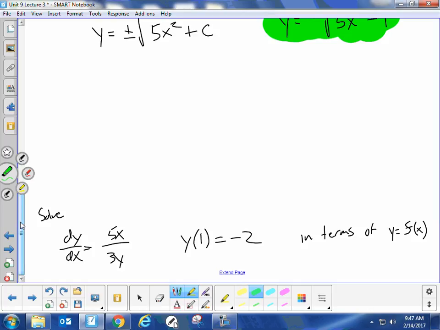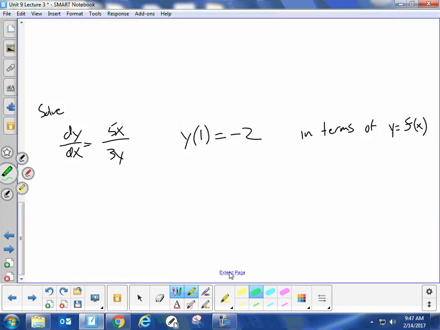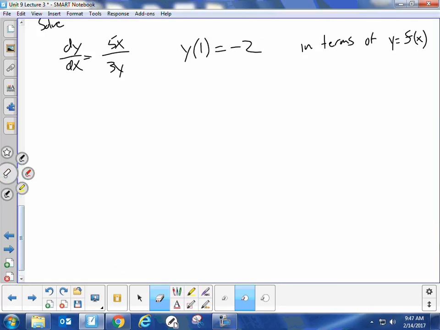So let's kind of do that on your own. It's really the same type of question. Let's change this 5 to a 4. And let's go ahead and solve this differential equation in terms of y equals f of x. So f of x. Not a positive half and a negative half, just one of the halves.